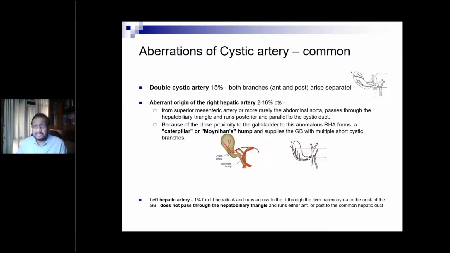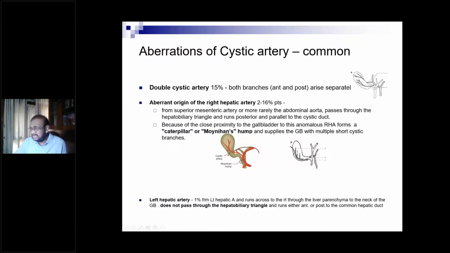So remember, there could be double cystic artery. There could be an aberrant origin of the hepatic artery. So instead of the hepatic artery coming like this, the hepatic artery could be coming like this, or the hepatic artery could be coming like this. So this is an aberrant hepatic artery, dissecting here. What do you do? You basically ligate here. And what has happened? You have ligated the right hepatic artery.